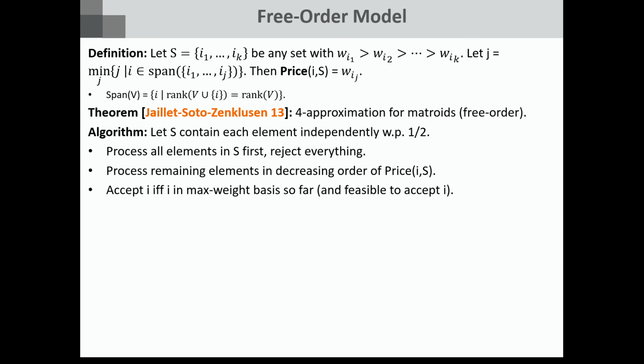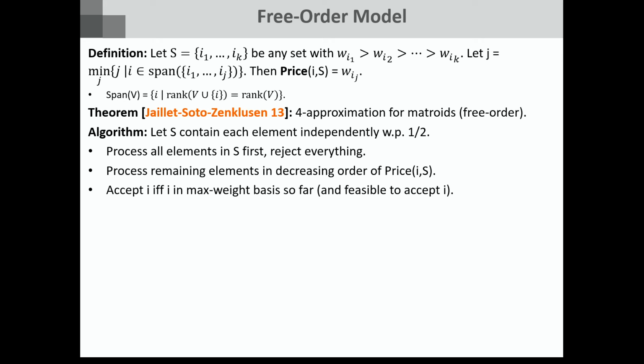Let's let this sample set S contain each element independently with probability 1/2. We'll process all elements in S first and reject all of them. And then we'll process the remaining elements in a specific order, in decreasing order of their price with respect to S. And we'll accept an element if and only if it's in the max weight basis so far and it's feasible to accept it.